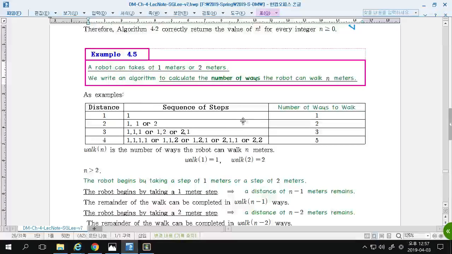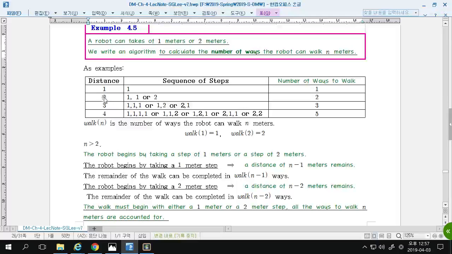Okay, for example, if the distance is 1, then there's only one way. The robot can go there by one step. If the distance is 2 meters, then the robot can go there by 1 meter and 1 meter. That's one way. Or he can go 2 meters by just one step of 2 meters. So there are two ways. But if it's 3, then there are more ways. If it's 4 meters, then there are more ways. Then what's the rule to find the general formula for the number of cases?